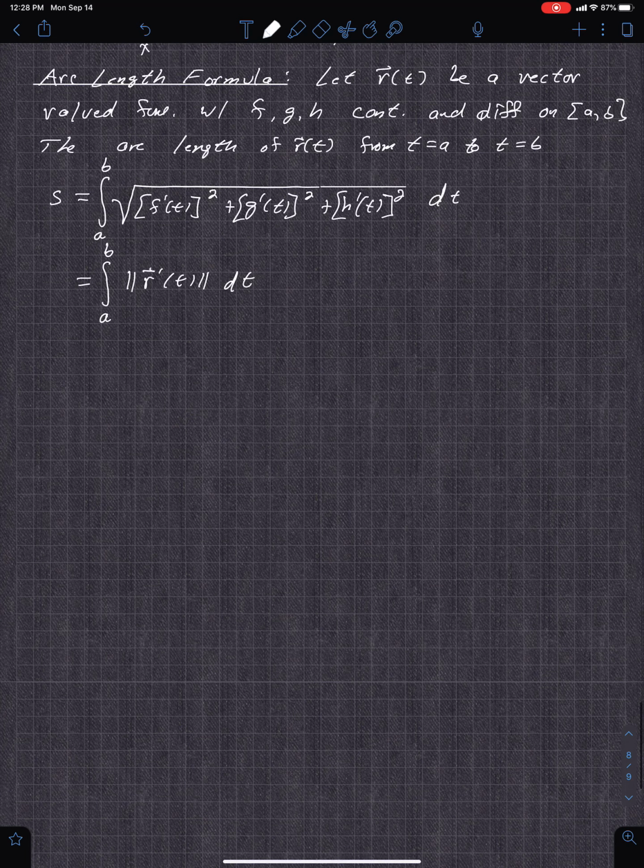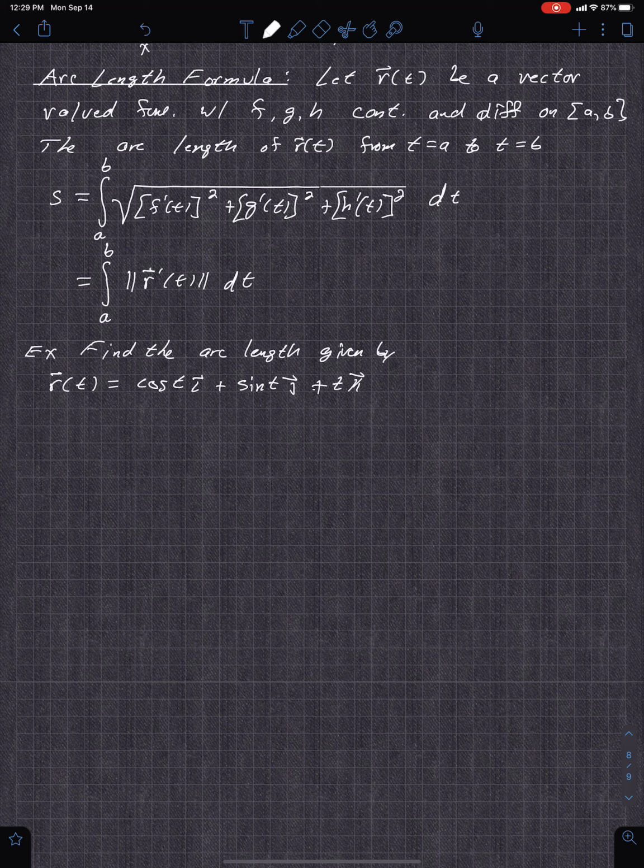Okay, so let's look at an example. Find the arc length given by r of t equal to cosine t i plus sine t j plus t k on 0 to 2 pi.